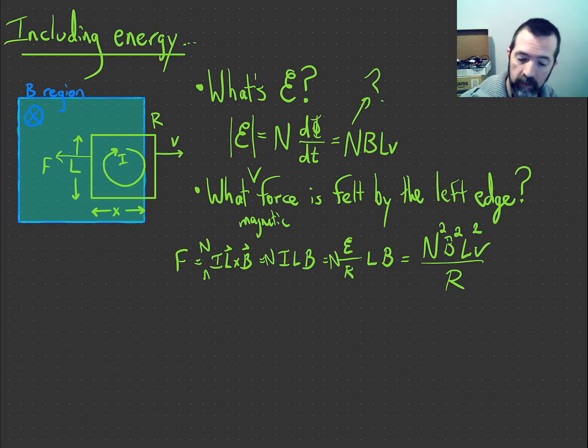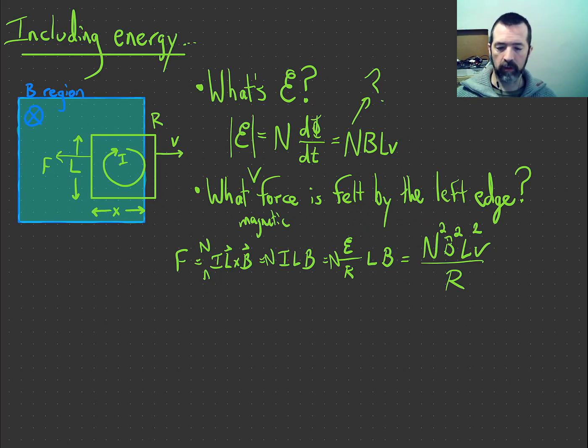Okay. So that's my expression for the force on the left edge of the wire. And again, that is going to be the same as the total magnetic force on the loop, because the other edges are either 0 or they cancel each other out.